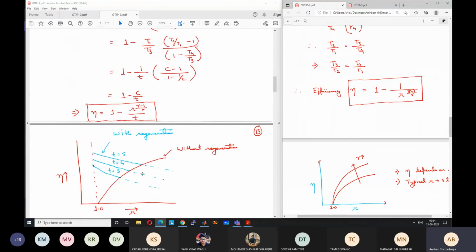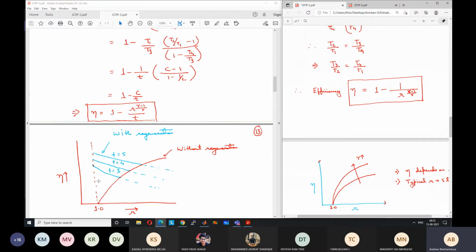This plot looks like this. Okay. So for each value of T, for example, for T equal to 3, the theoretical limit for R equal to 1 is a very high value, and then gradually the efficiency keeps on decreasing with increasing R. Okay. For a higher value of T, again we will have the same pattern, but the efficiency values will be higher, but it will again decrease with increasing R. Similarly, for T equal to 5.